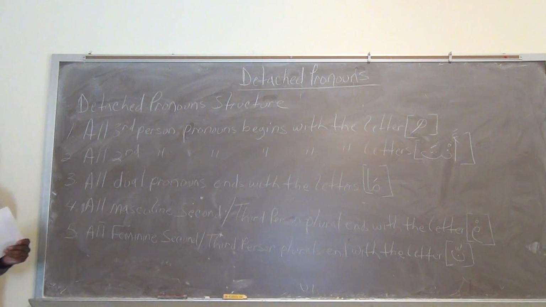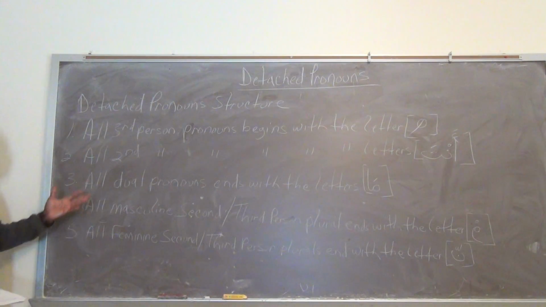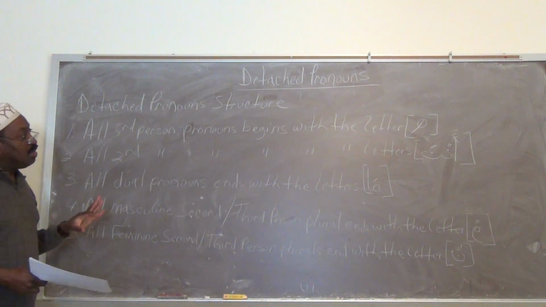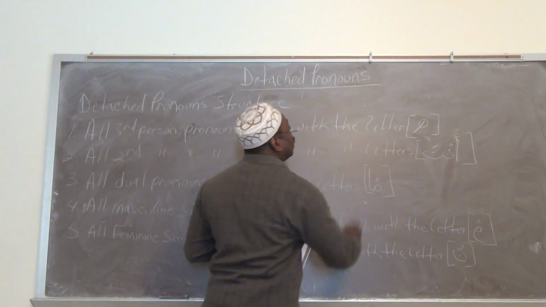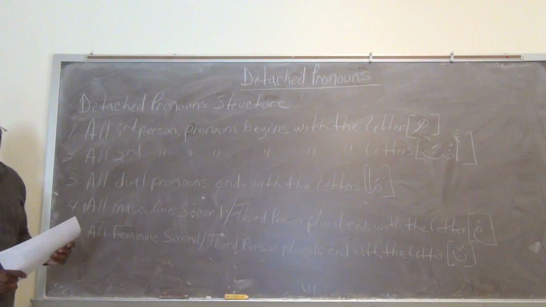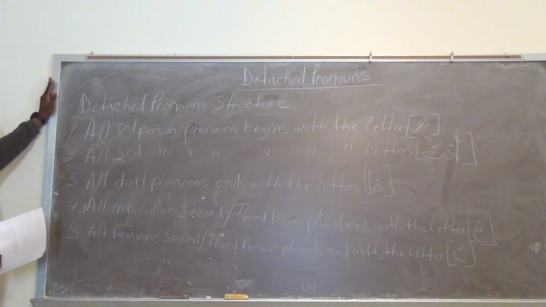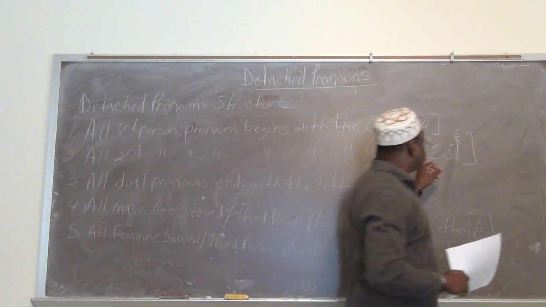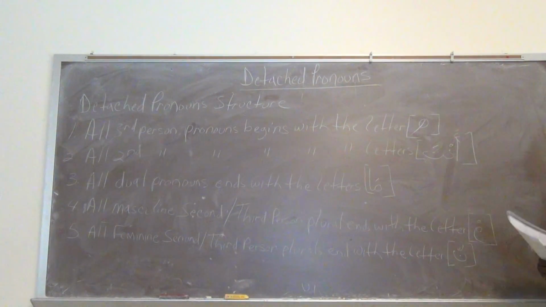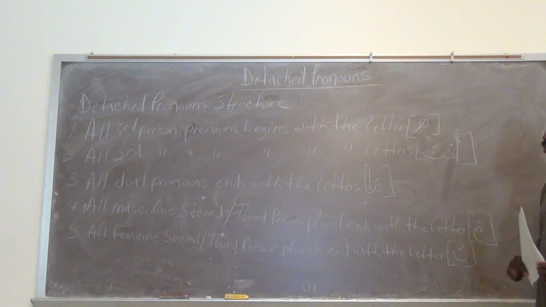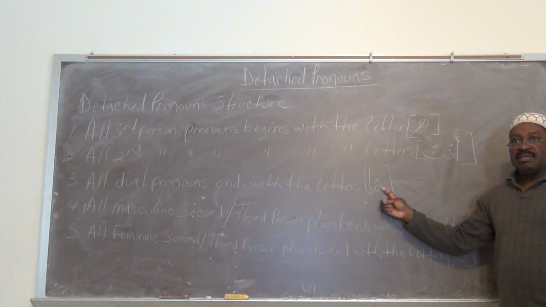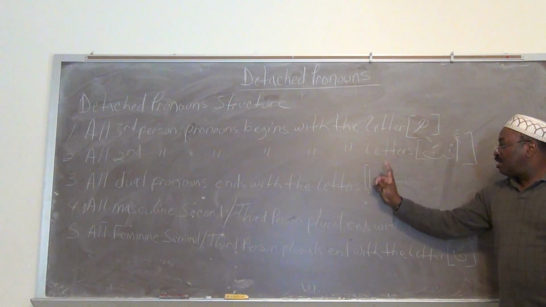Okay, so these are the points right here. If you look at your chart, where we just got to draw it right, you'll see for a detached pronoun structure, all the third person pronouns begin with the letter ha, right? Ha. Okay. Point number two, all second person pronouns begin with the letter alif, anta, anti. And point three, all dual pronouns end with the letter meem and alif. Meem, fatha, and alif.